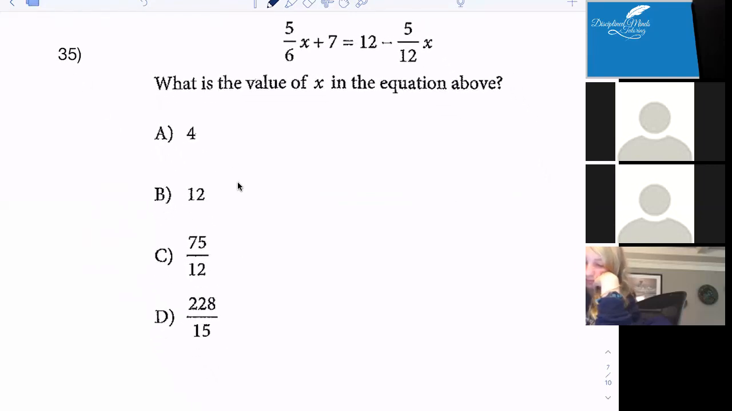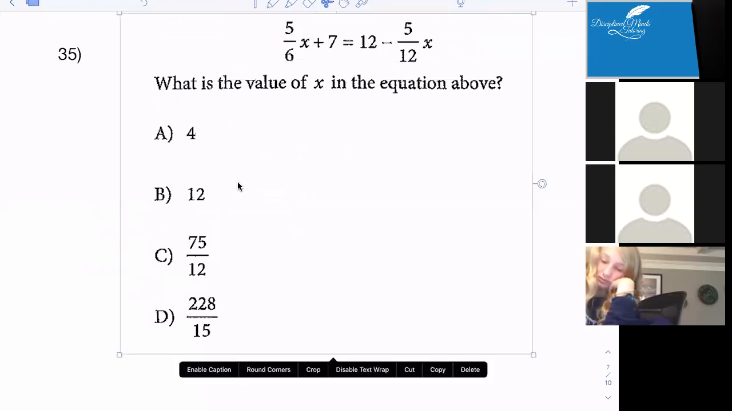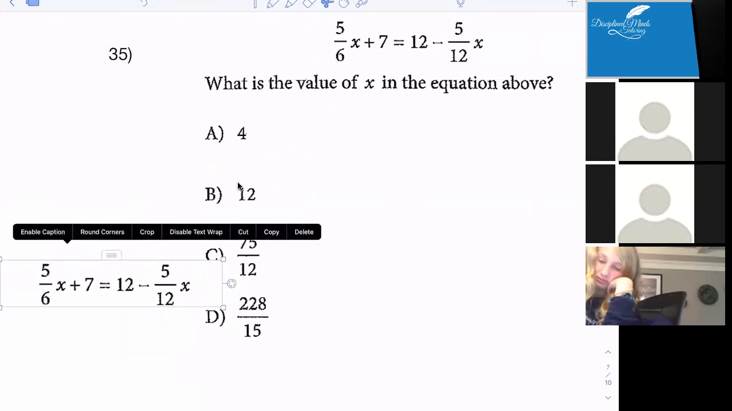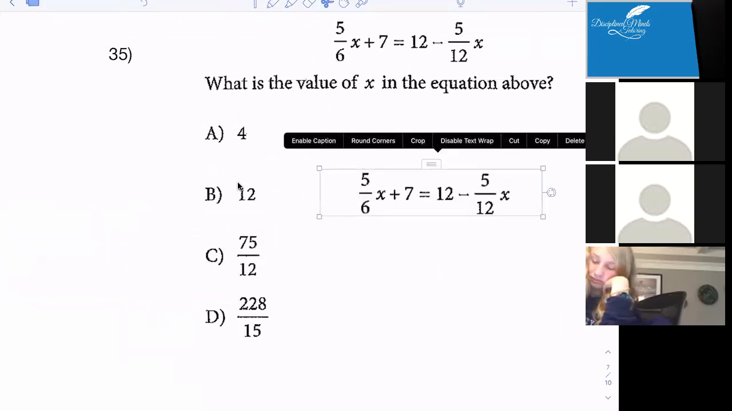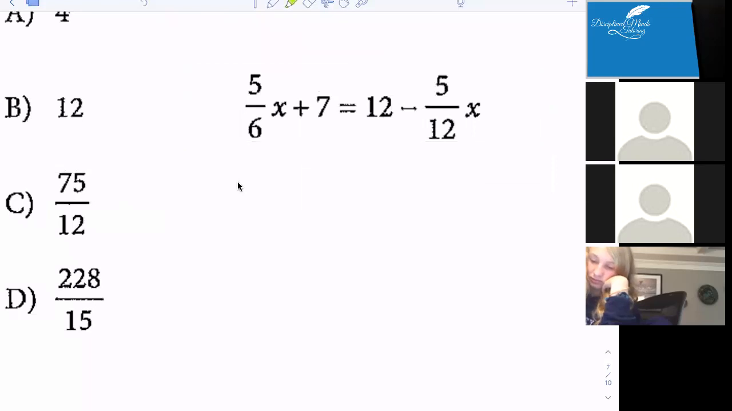All right, what is the value of x? So again, just like we did. All right, now I'm going to bring this down, put it here. All right, here we go. So I'm going to add 5/12, add 5/12, subtract 7.